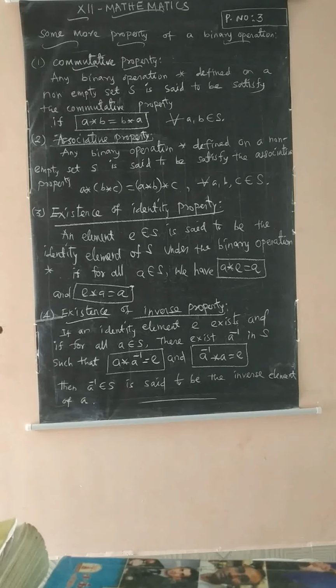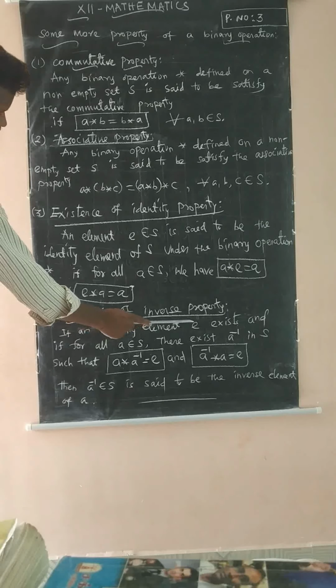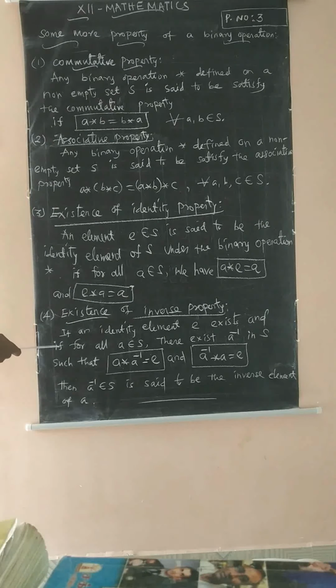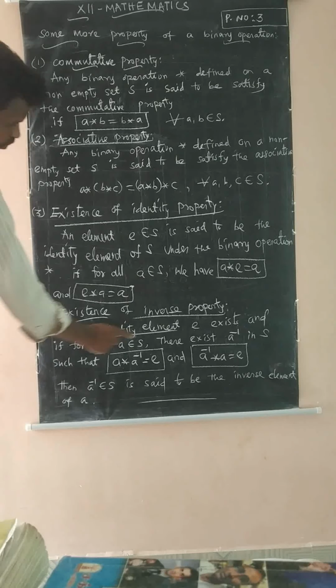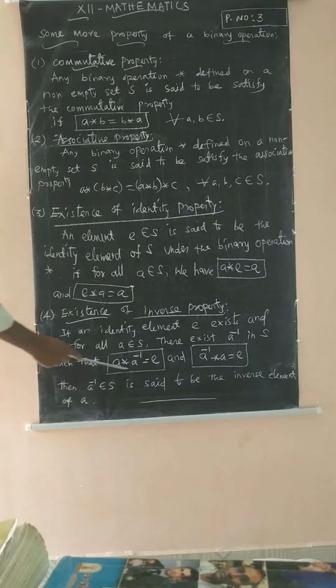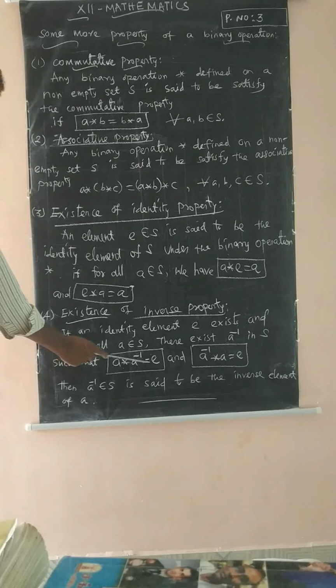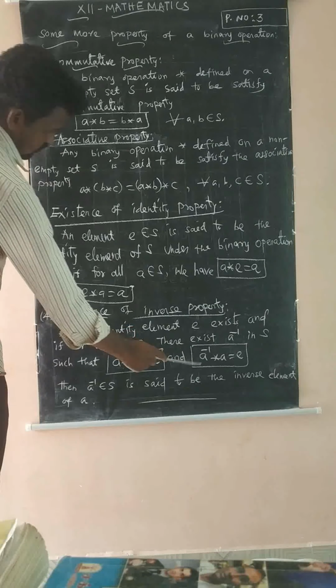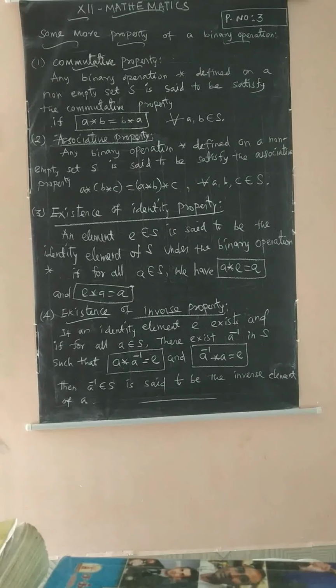Okay, in the same manner, the fourth one, existence of inverse property. If an identity element E exists, and if for all A belonging to S there exists A inverse in S such that A star A inverse is equal to E, and A inverse star A is equal to E. So an element multiplied with its inverse gives the identity element.